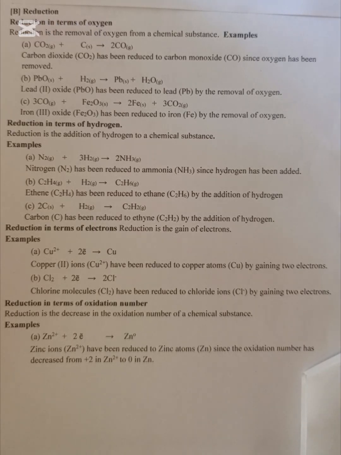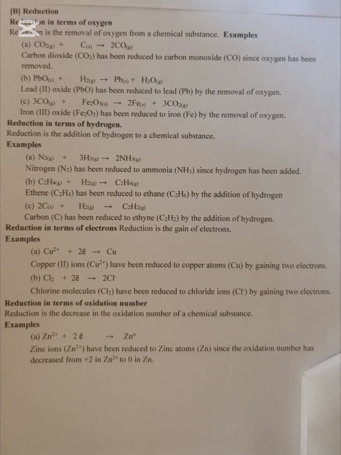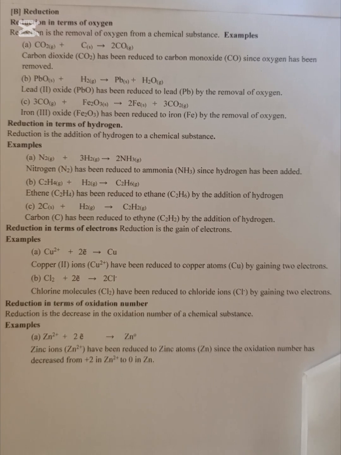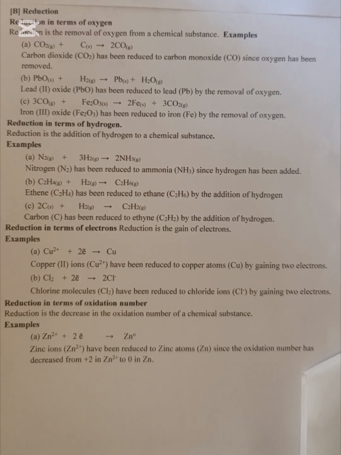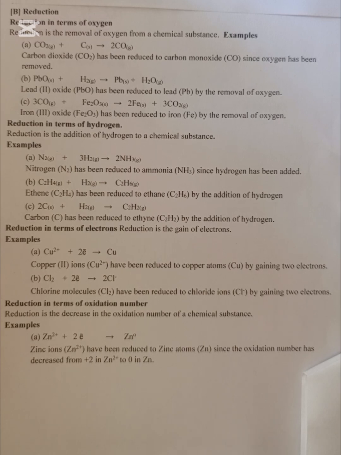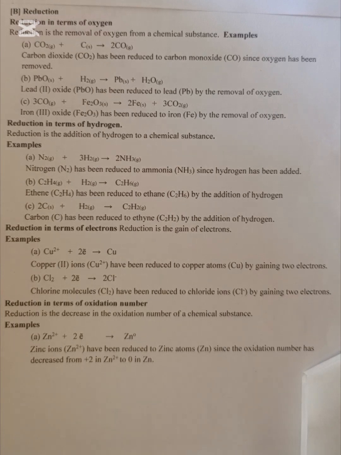Okay, so it's a continuation on redox reactions. Let's look at reduction. Reduction is also defined in four ways: in terms of oxygen, in terms of hydrogen, in terms of electrons, as well as in terms of oxidation number. So reduction in terms of oxygen is simply the removal of oxygen from a chemical substance.